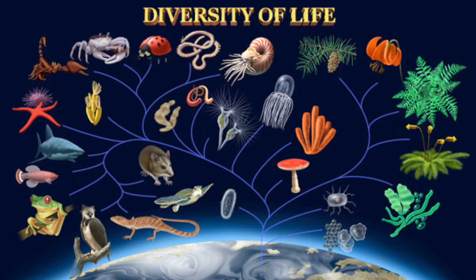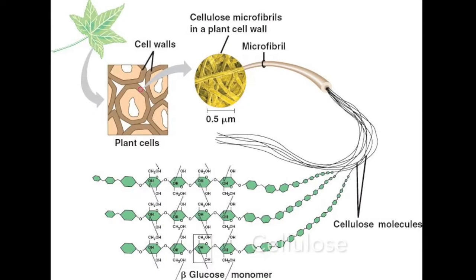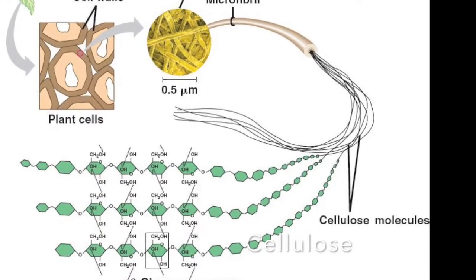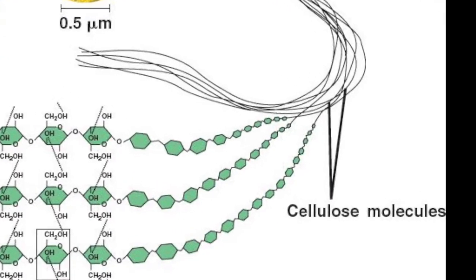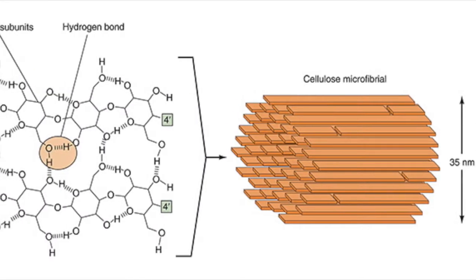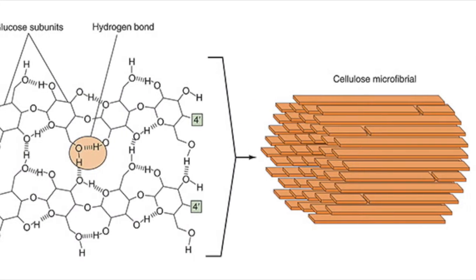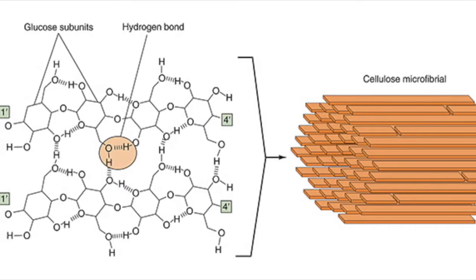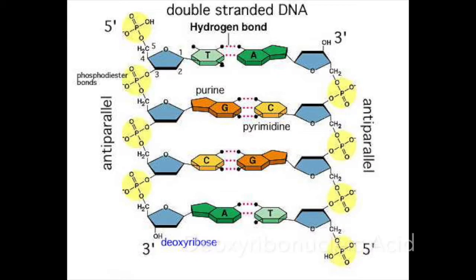They essentially are responsible for the diversity of life which we see in the world today. Look at cellulose. This molecule is a long unbranched chain of beta-glucose found in the cell walls of plants. Hydrogen bonds reinforce the strength of this molecule by forming many hydrogen bonds between parallel strands of cellulose. Look at DNA, where hydrogen bonds hold together the complementary base pairs of A and T and C and G.